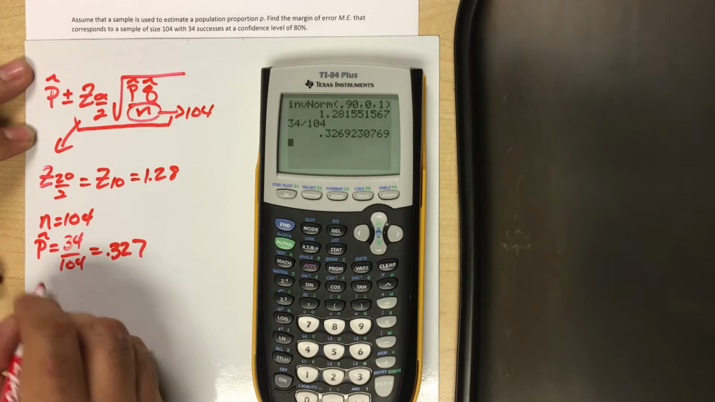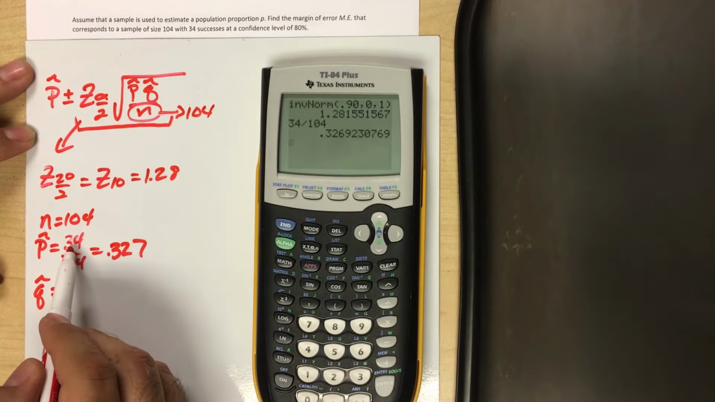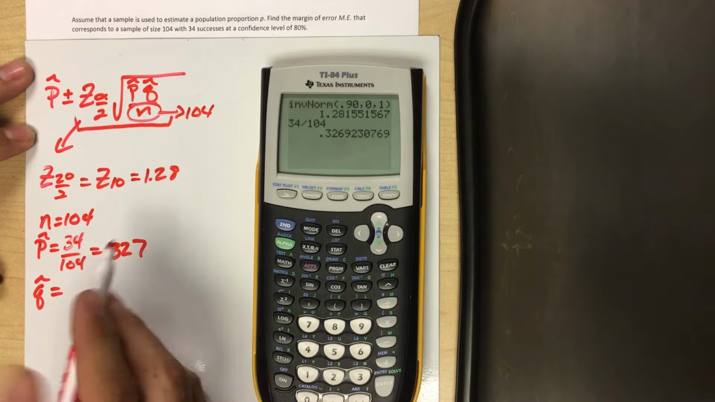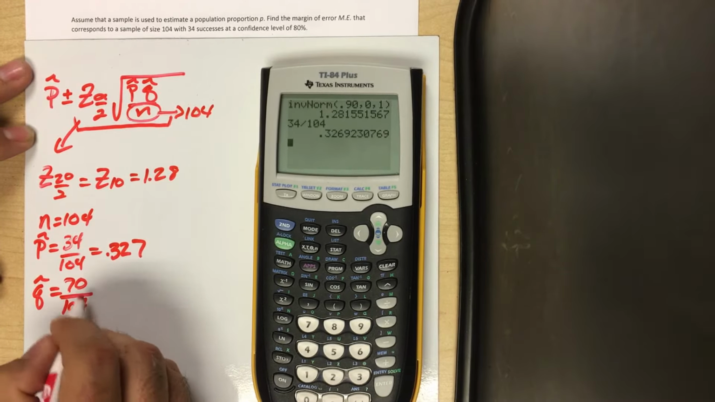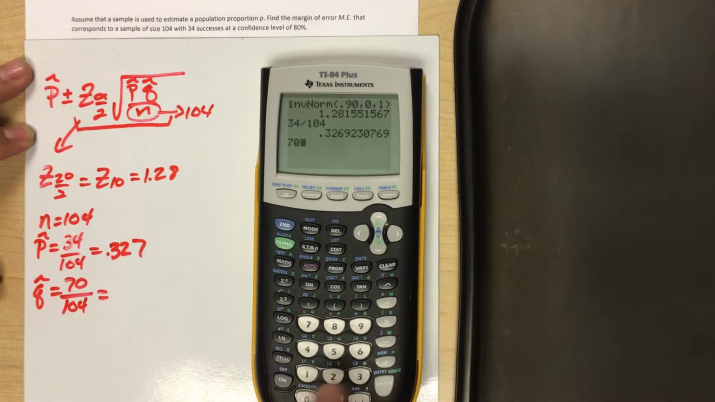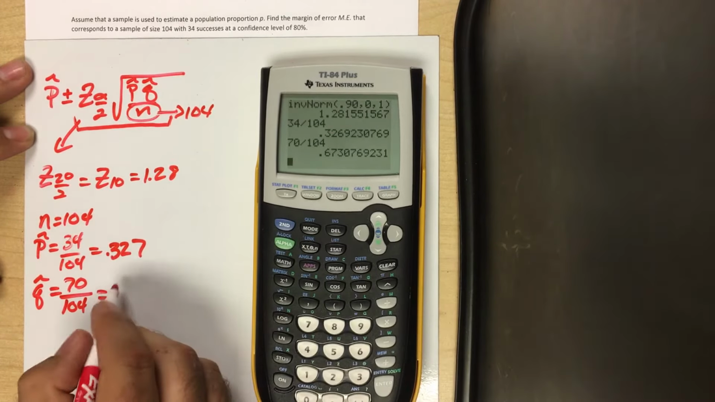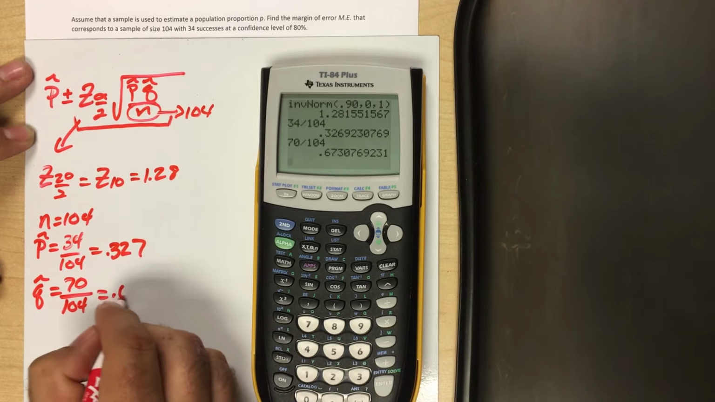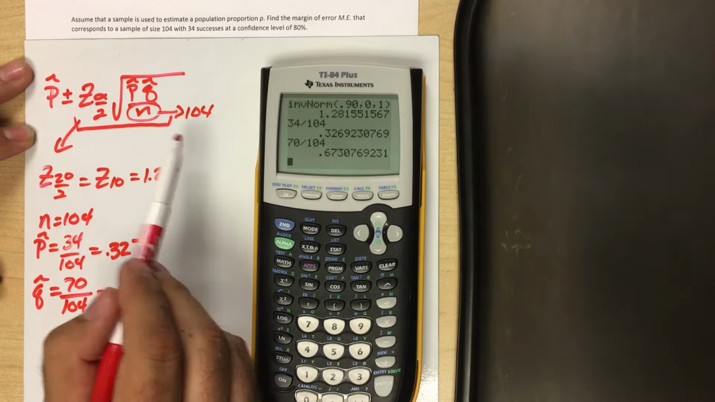And then q hat, that's the proportion of failures. So if there were 34 successes out of 104 possibilities, then there were 70 failures out of 104 possibilities. So that's going to be 70 out of 104, which is 0.673. Notice those two add up to 100%. So now I believe I have everything, right?